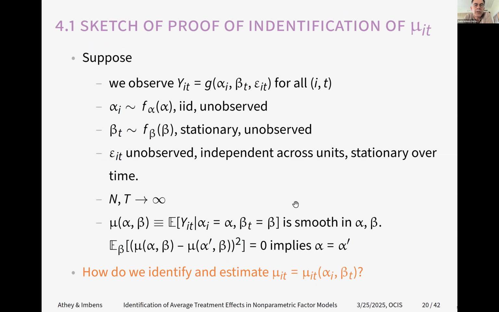So what I want to do specifically here, and now I'm going to simplify things slightly, is assume a generative model with an unknown function g that depends on an unobserved unit component alpha_i, an unobserved time component beta_t, and an idiosyncratic error epsilon_it. These epsilon_it are independent of beta and alpha. The alphas are drawn randomly from some distribution and are not observed. The betas follow some stationary process, and again they're unobserved. The epsilon_it are independent across units and stationary over time. We're going to look at a setting where both the cross-section dimension and the time series dimension get large, and I'll be clear about where we need that.